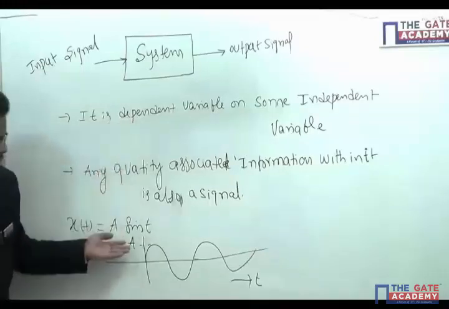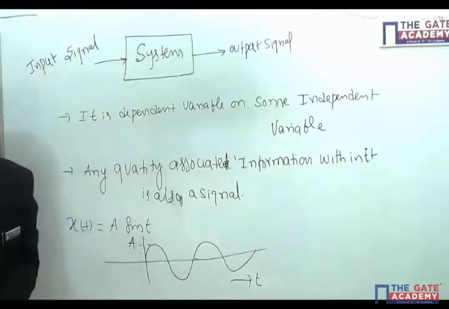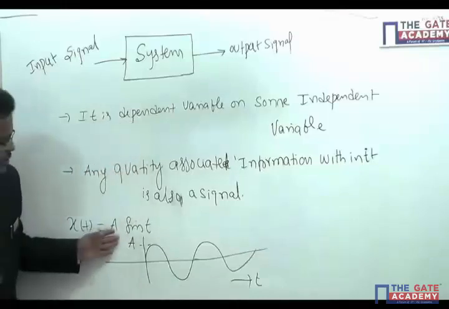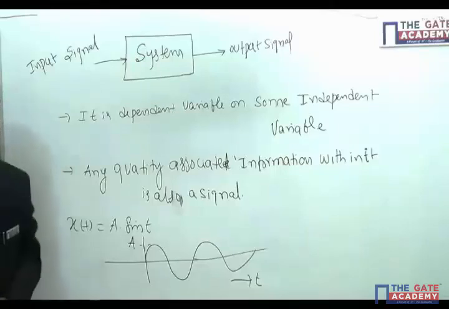It's a dependent variable, of course the amplitude, on some independent variable, time. So it can also be called a signal. Is the meaning of signal clear? Still, a number of definitions will come, but at the starting point, I'm giving the general definitions.